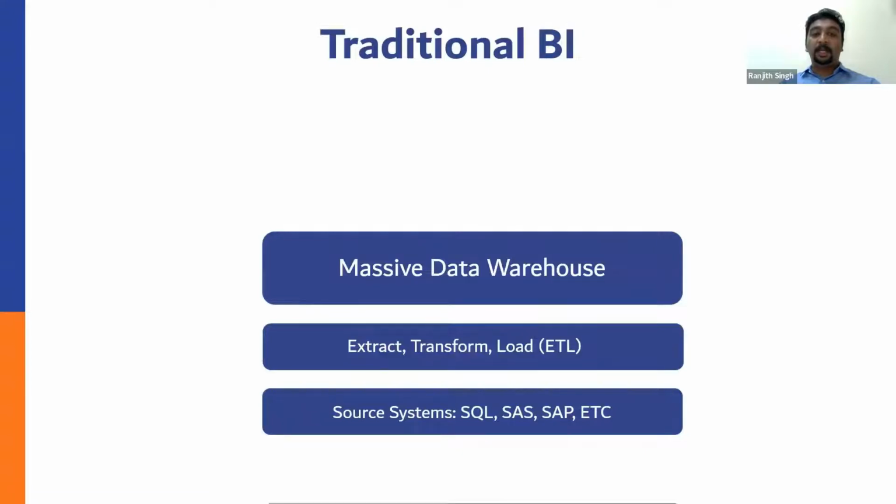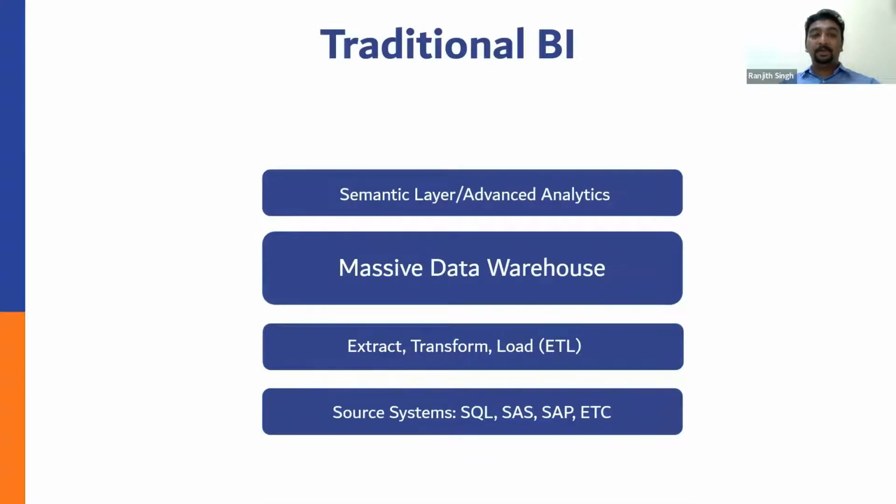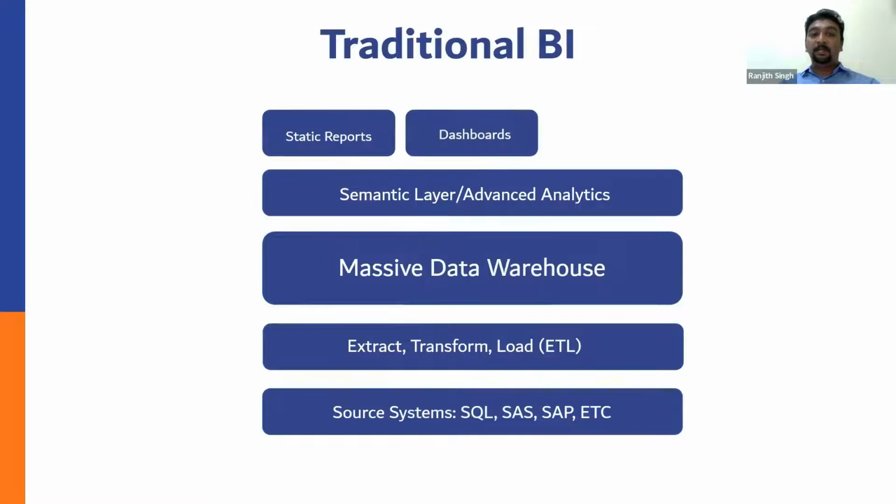So all the data is collected and loaded into the data warehouse and semantic layer, and then it is further processed in the semantic layer and advanced analytics. Finally, it is presented in static reports, dashboards, and ad hoc reports. This is the way traditional business intelligence has worked so far. If you ask me when it started, it was in the late 1980s, if I'm not wrong. So that is the traditional way of managing data.